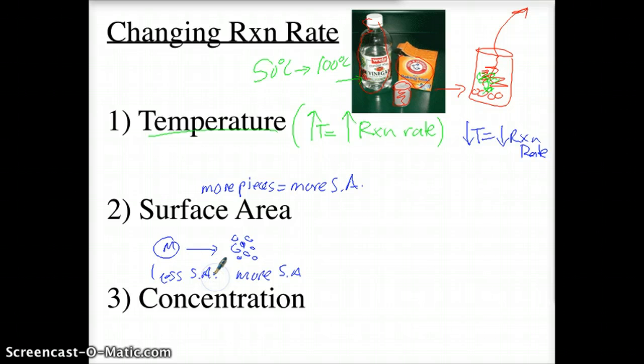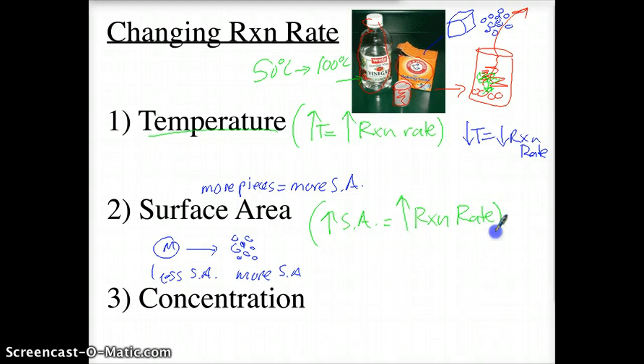So which of these would cause a faster reaction? Let's say you had two options. You could use a cube of baking soda, or you could use powdered, crushed up baking soda. Which would have a faster reaction? Well, if you increase the surface area, that's going to lead to a faster reaction rate. Again, opposite also true. Less surface area, slower reaction rate.